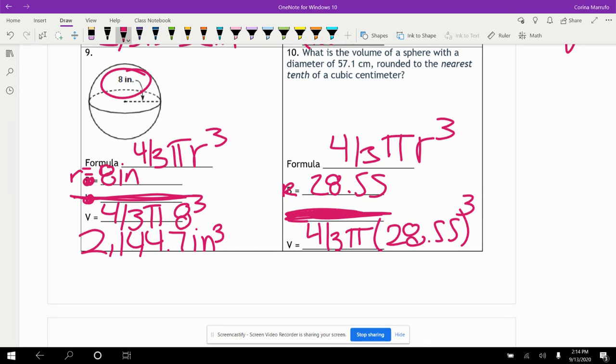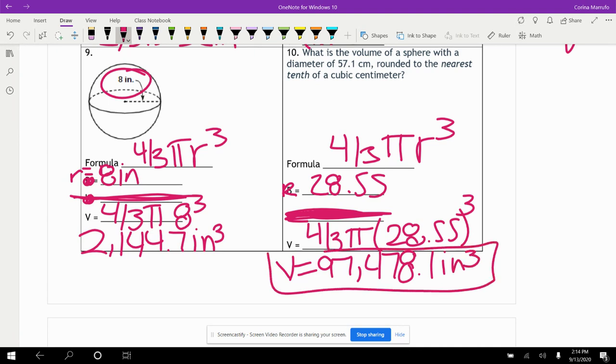And this gives me 97,478.1. And our units are inches cubed. All right, so that's it.